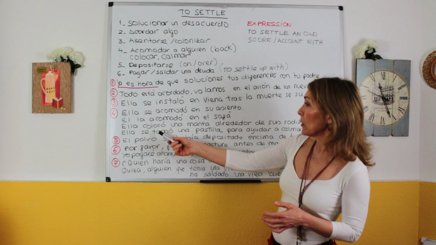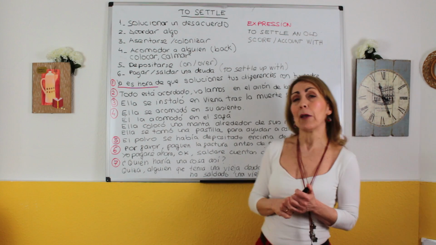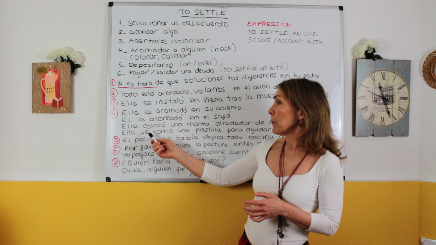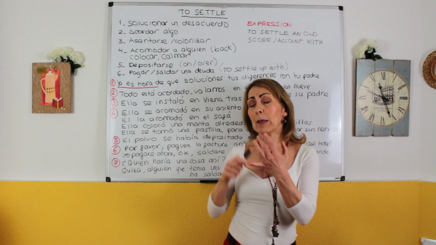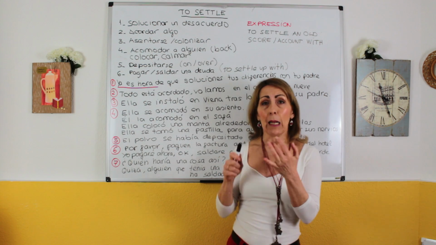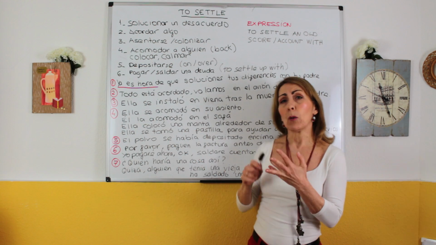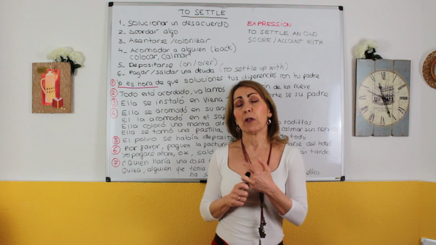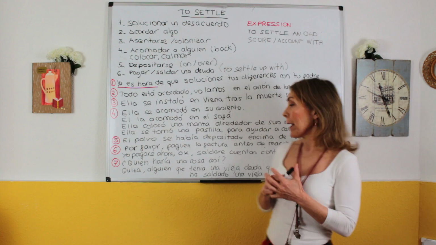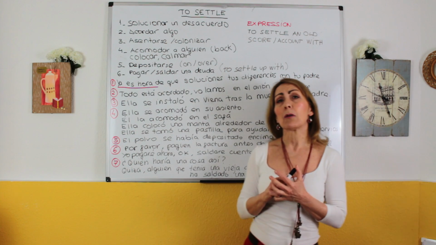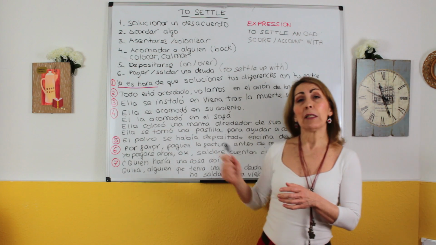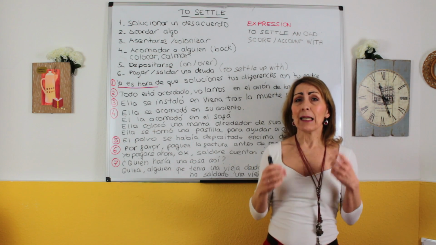Very well. The last one, ella se tomó una pastilla para ayudar a calmar sus nervios. When we say tomarse algo, tomar un café, we use the verb have. Tomar una comida, have a meal. But tomar una pastilla with medicines, we use the verb take. So, ella se tomó una pastilla para ayudar a calmar sus nervios. I'll wait for you. Very well. She took a pill to help settle her nerves.